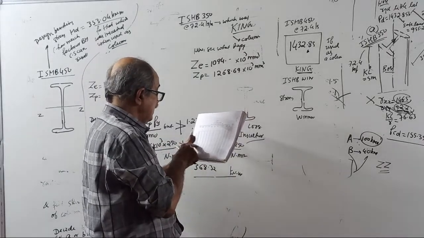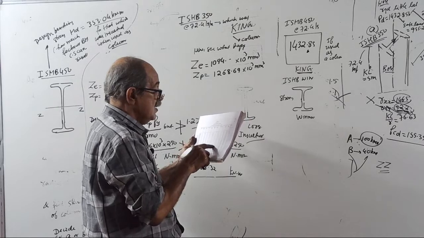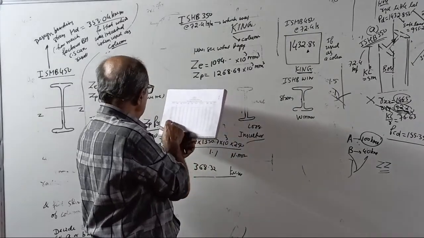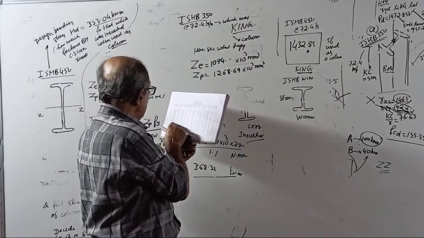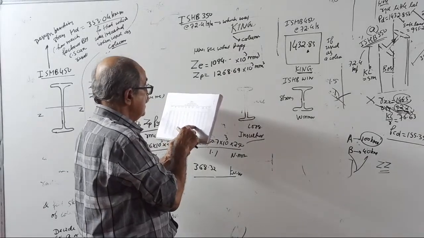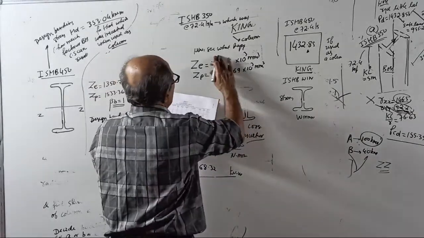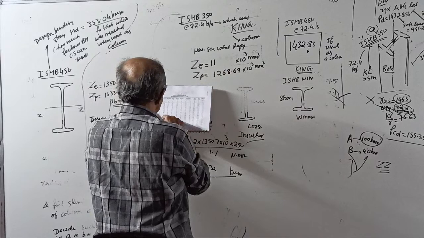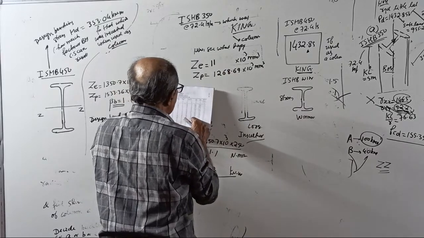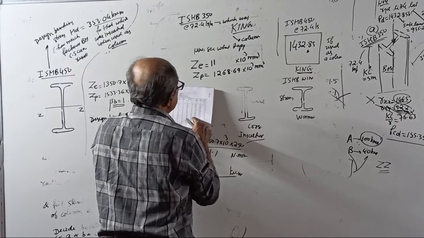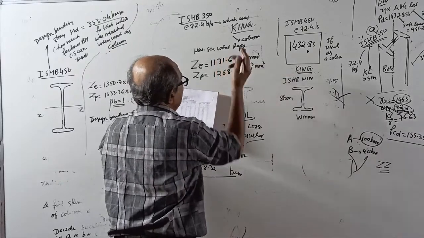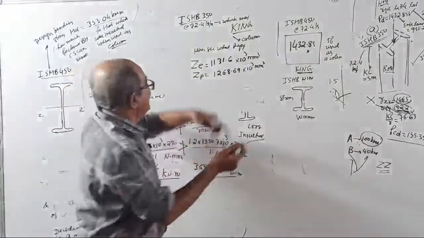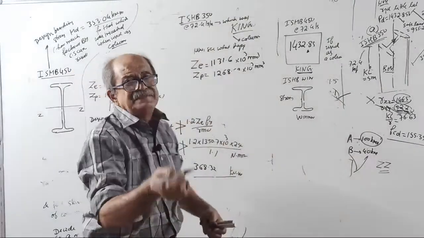ISHB 350, 72.4 kilogram per meter. Where is ISHB 350? I wrote correctly at 72.4 kilogram per meter. It is 1131.6, I gave it correctly. ISHB 350 at 72.4 kilogram per meter is 1131.6 and 1268.6. I write correctly, and you are again misguiding me. You are not giving the answer, and when you give the answer, you tell the wrong answer.